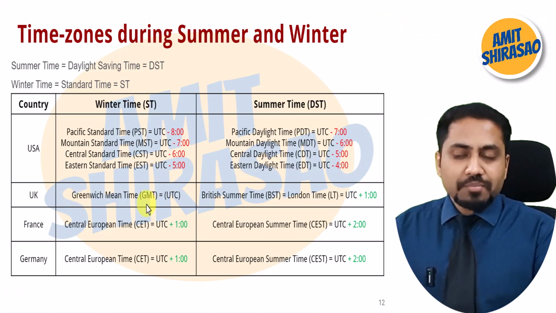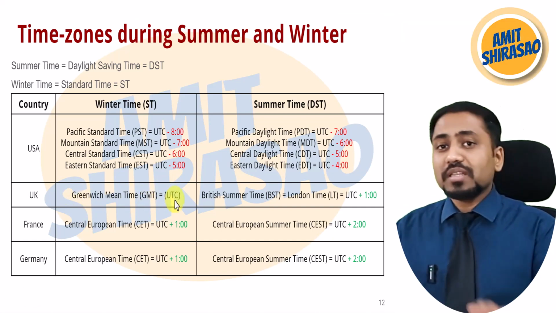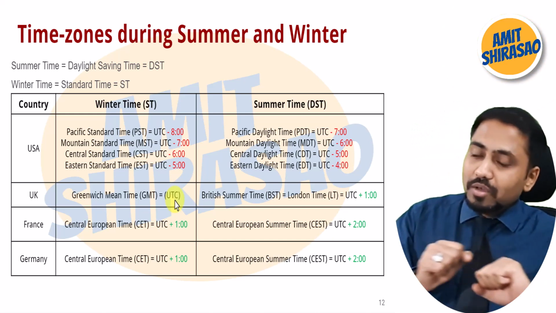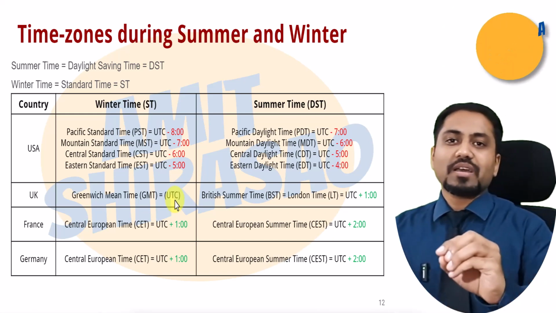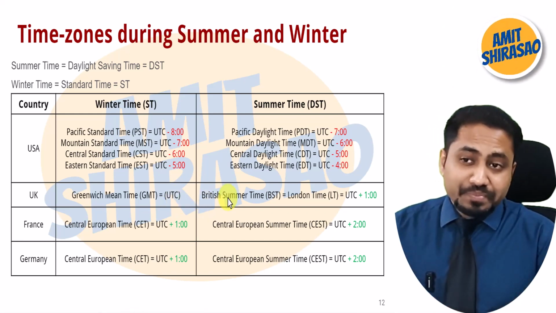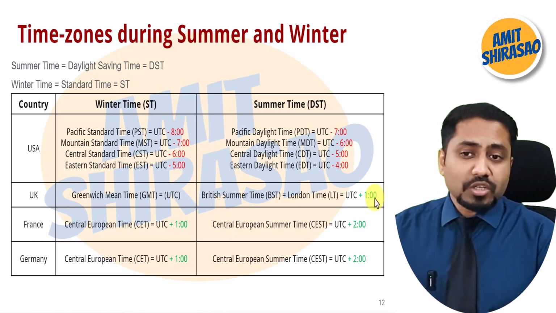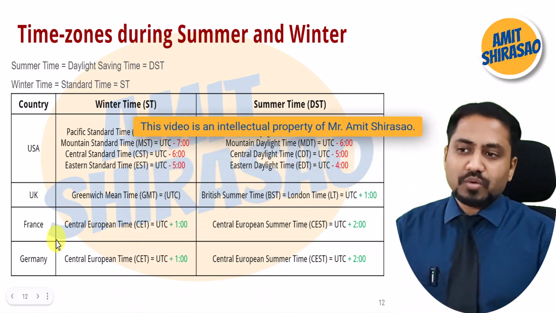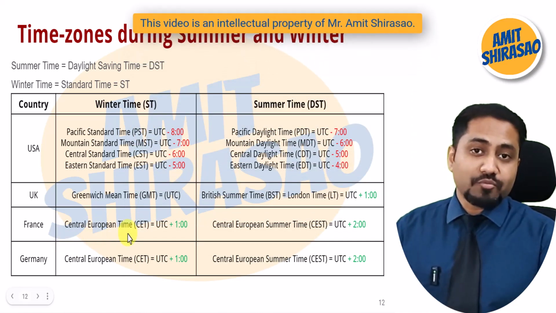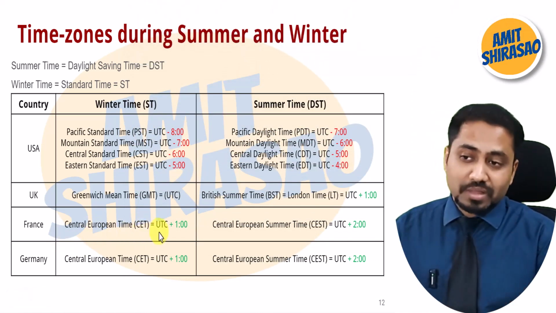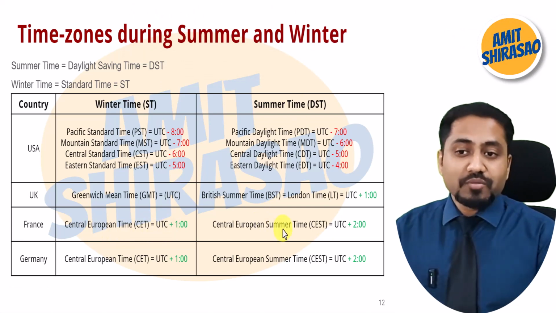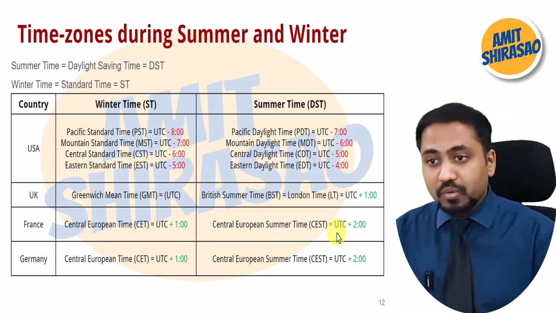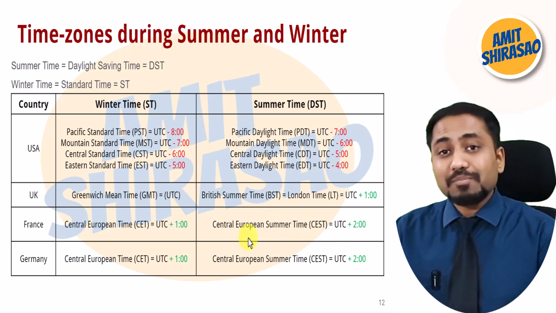UK follows GMT, also called UTC, during the winter, but in the summer they always advance their clock by 1 hour. So now during the summer they will be following UTC plus 1. France, during the winter time, is following Central European Time, which is already UTC plus 1. In summer, it will become UTC plus 2, and that is called Central European Summer Time.